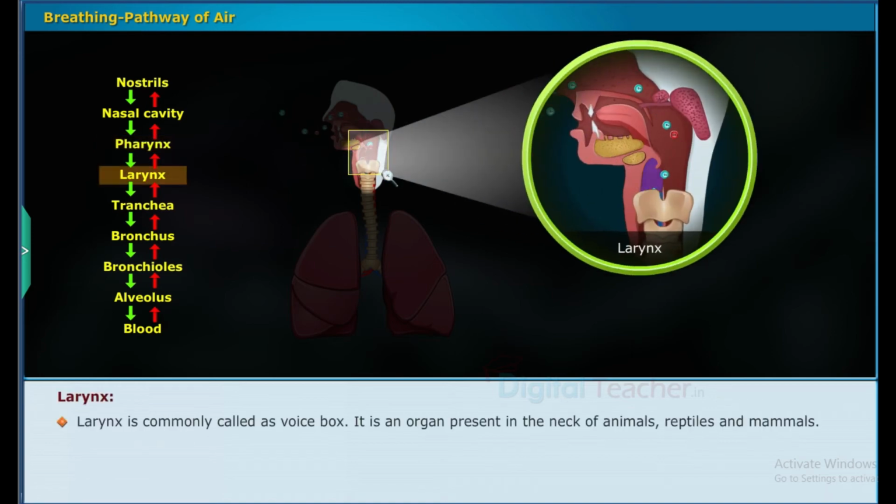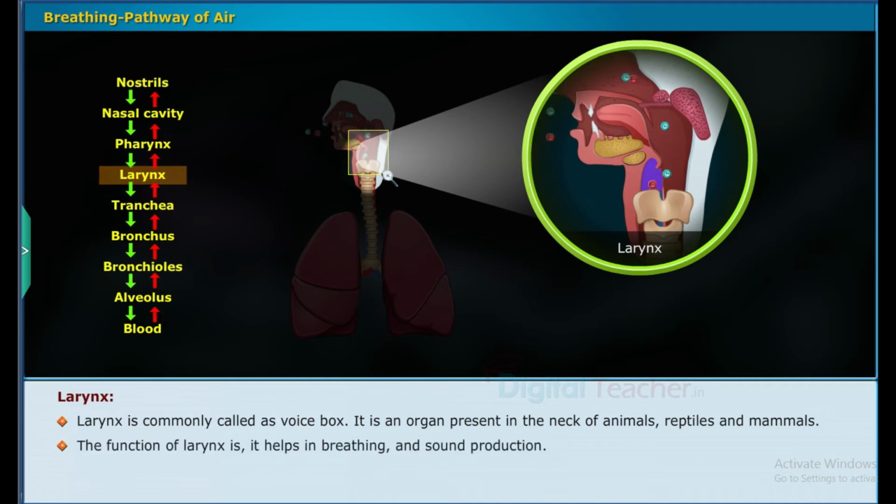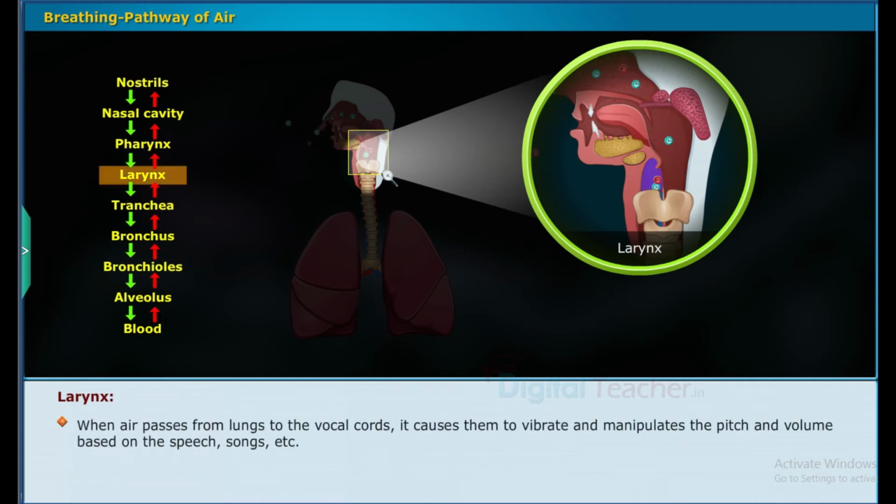Larynx. Larynx is commonly called the voice box. It is an organ present in the neck of animals, reptiles and mammals. The function of the larynx is that it helps in breathing and sound production. The voice box contains vocal cords. When air passes from the lungs to the vocal cords, it causes them to vibrate and manipulates the pitch and volume based on speech, songs, etc.